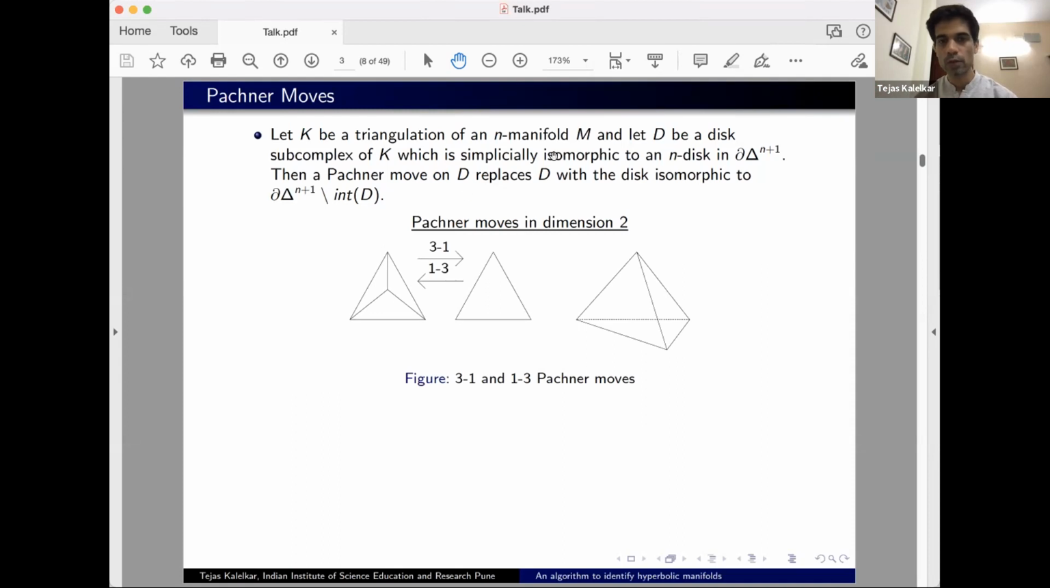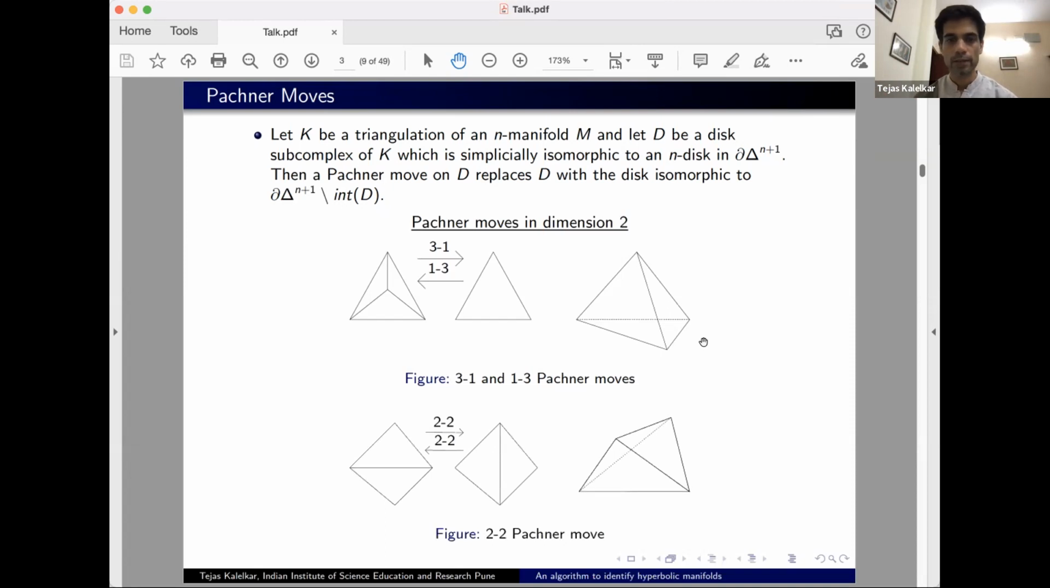And if you want to follow this definition and what's happening, you're basically taking the bottom of this tetrahedron, replacing it with the top 3 triangles, or you take the top and replace it with the base of this tetrahedron. Another Pachner move in dimension 2 is where you take two triangles and you flip the diagonal that you have between them. And these are the only possible Pachner moves in dimension 2.